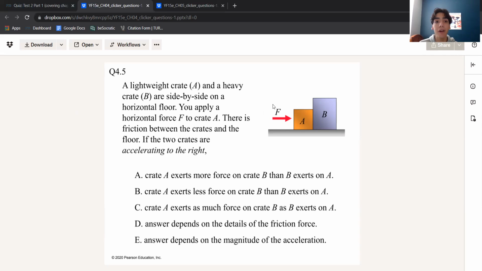You apply a horizontal force F to crate A. There's friction between the crates and the floor. If the two crates are accelerating to the right, and then it goes on to different things.